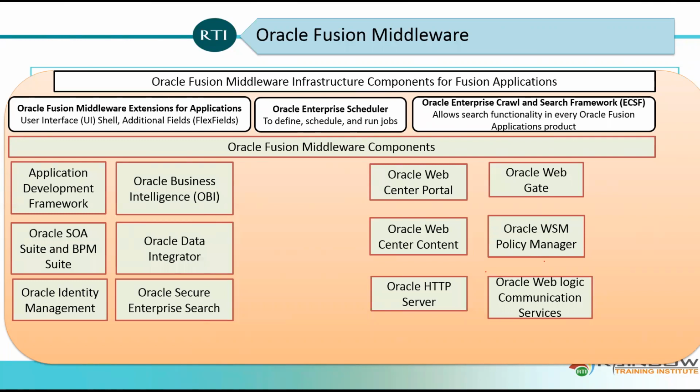And Oracle Secure Enterprise Search, as I was saying, works along with the Oracle Enterprise Crawl and Search framework. When we search for any task or functionality, this Oracle Enterprise Crawl and Search framework talks to Oracle Secure Enterprise Search and pulls the data. Why the security? Because we should not show every task to every user when they search. Based on the roles and responsibilities assigned to them, the security should play its role.